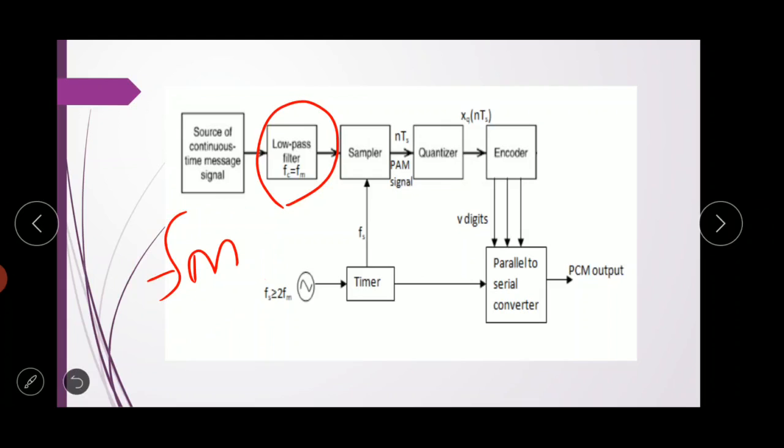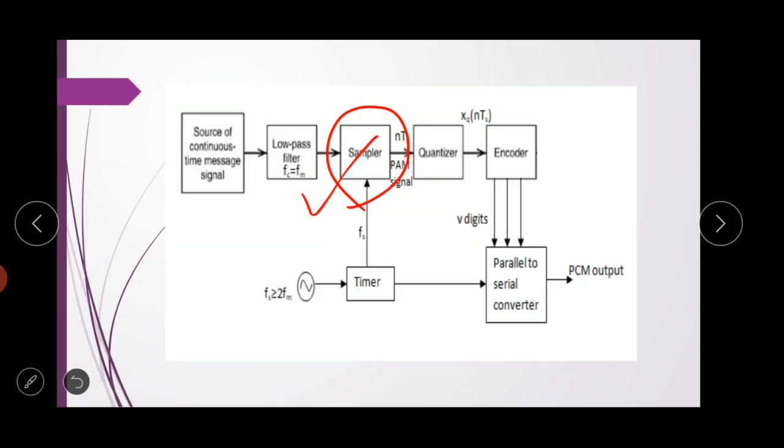Then the next one is the sampler, where the sampling is done. As we know, for sampling we use a sample and hold circuit. So, the sampler is the sample and hold circuit, and it samples the signal at a rate of Fs. Why Fs? As we know, the sampling frequency should be greater than or equal to twice the modulating frequency. So, it samples the signal at a rate of the sampling frequency.